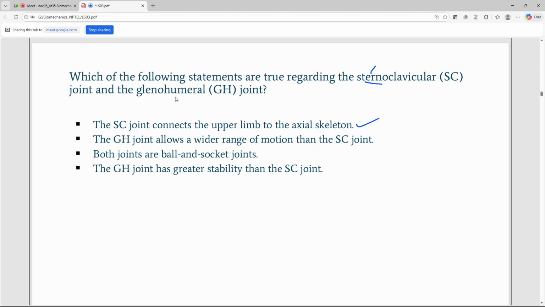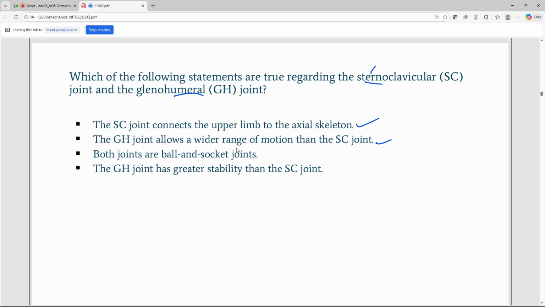Also the GH joint, that is glenohumeral. If you remember where the humerus is, then we will know which is the glenohumeral joint. That is the portion where the upper arm is connected to the body. So the GH joint allows a wider range of motion than the SC joint. Yes, obviously, because the flexion, abduction, adduction, everything of the upper limb is based on the glenohumeral joint, whereas the SC joint is linked to the axial skeleton.